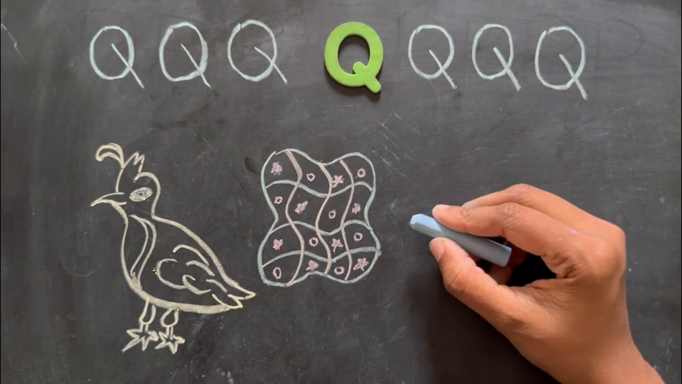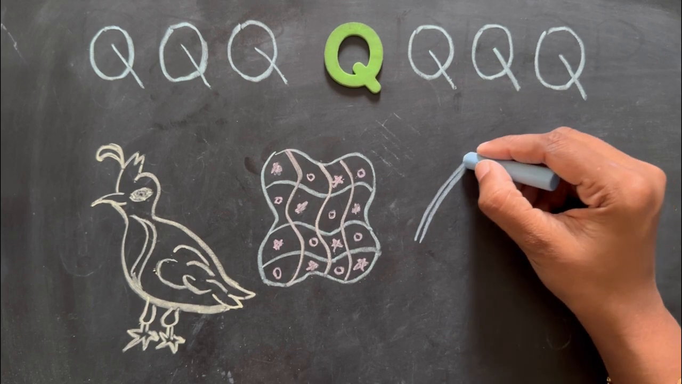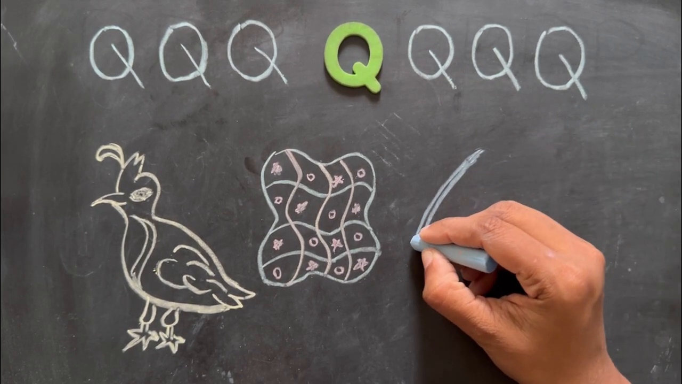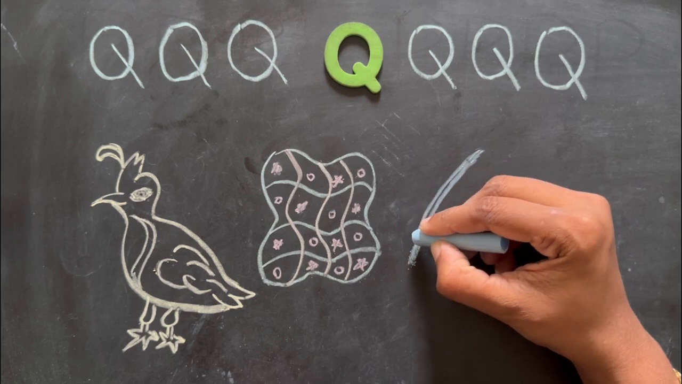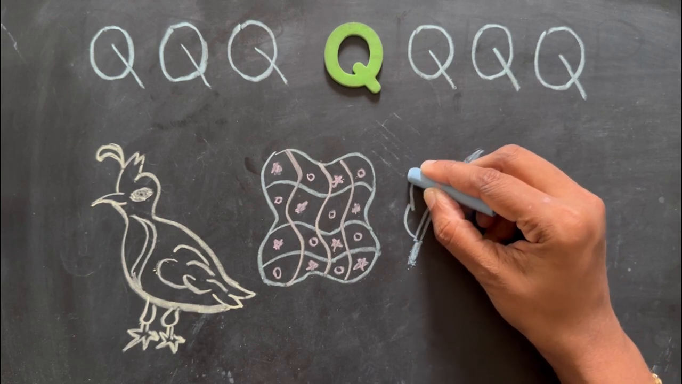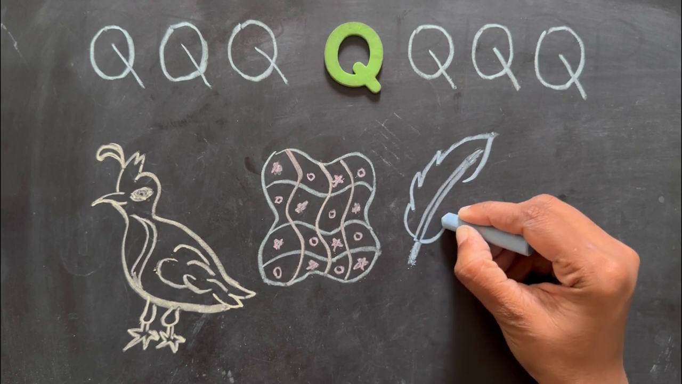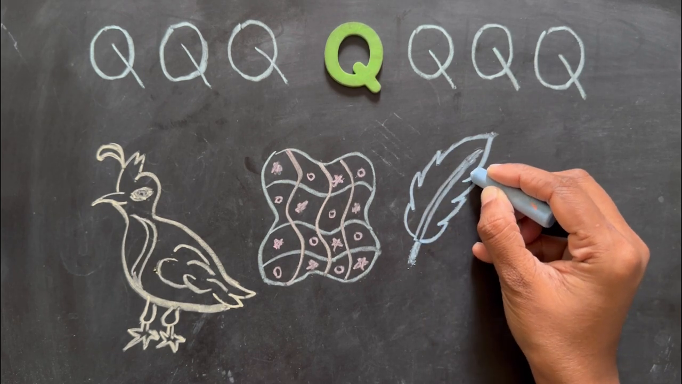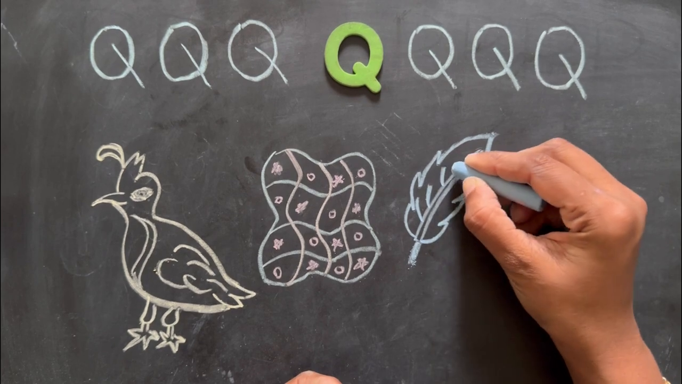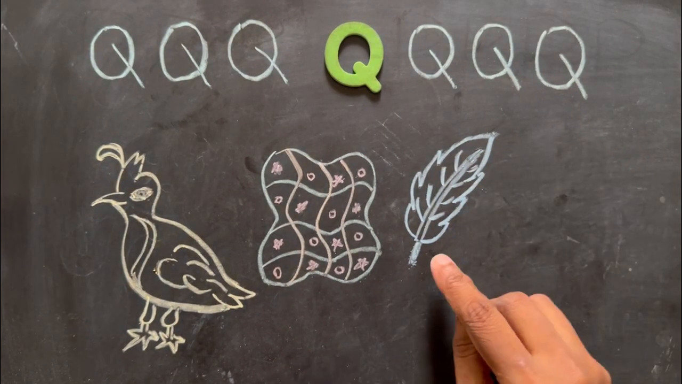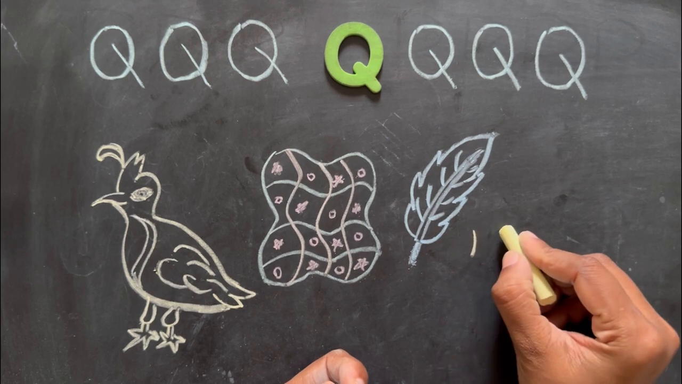So our next image for the letter Q is here. Are there any guesses? It is quill. Q-U-I-L-L, quill. So we use these feathers, or quill, to write with the help of the ink.